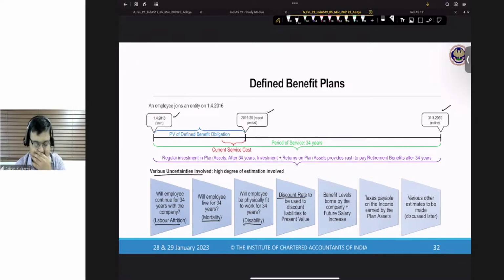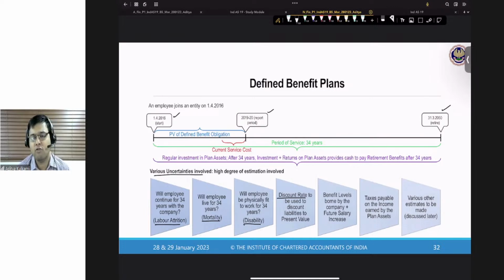Now the question is, is it so simple to account for a liability? No. Why? Because one, you do not know whether he will be there with you or not. He could leave the organization. So labor attrition is one problem. You do not know whether he will be alive or not, mortality. You do not know whether he will be able to work, disability. Then you are going to make the payment after 34 years, assuming he is going to be alive, he won't be disabled, etc., etc.